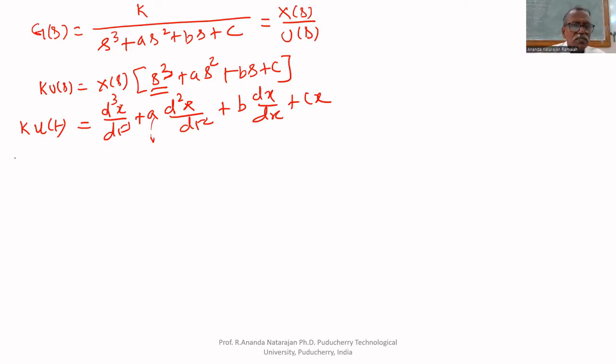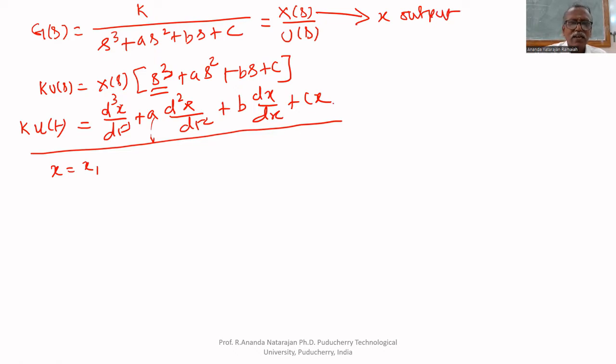So this can be written as a state space model. How am I writing? Let us see. Let us assume that x equal to x1. I am giving a new variable name x1. X is the output.